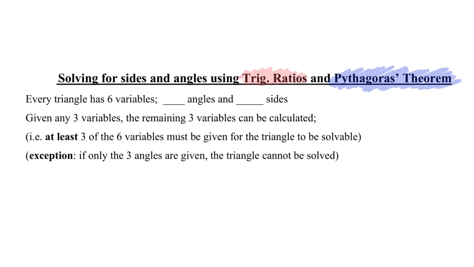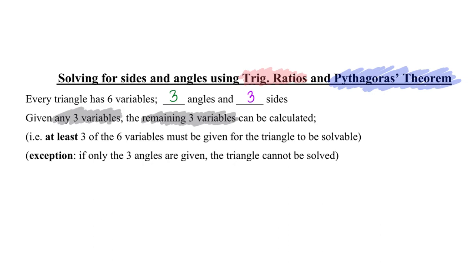Okay, and here is some interesting guides that we can actually follow, because every triangle has 6 variables, meaning they either have the 3 angles or 3 sides. So given any 3 variables, we could actually solve for the remaining 3. So that is something that you all should take note of.